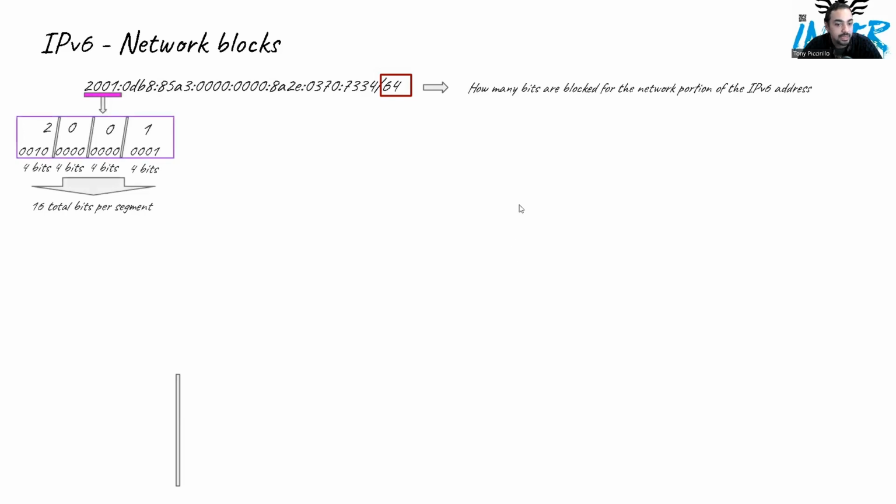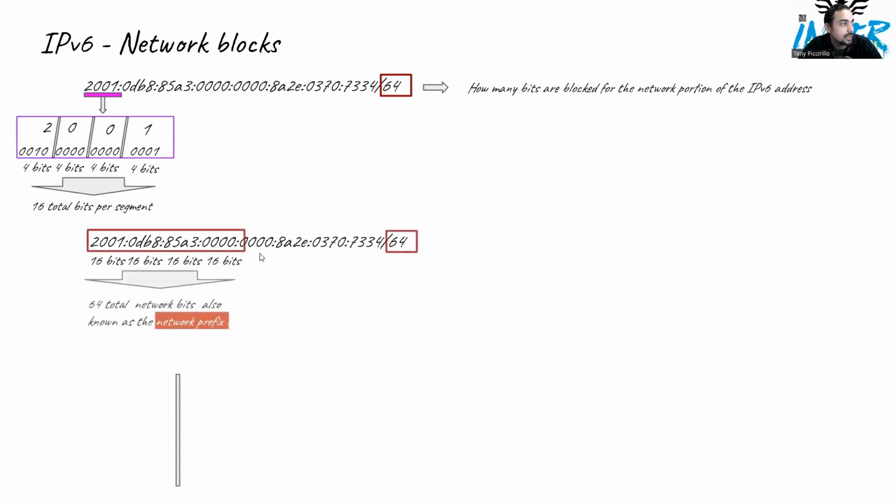So remember how our segment is 16 bits? If there are 64 bits being used for the network portion of the IP address, let's count to see how many segments make up the 64 bits, right? So this is 16 bits, 16 bits, 16 bits. So this 16 times 1, 2, 3, 4 gives us 64. So this 64 bits is known as the network prefix, right? Because we're looking for 64 bits. This is the 64.